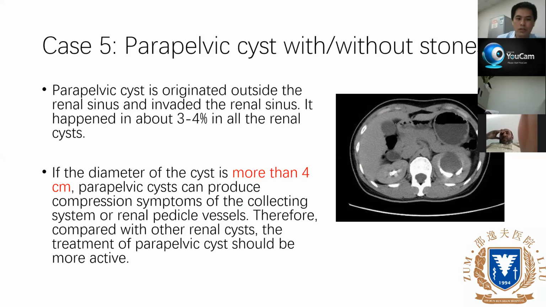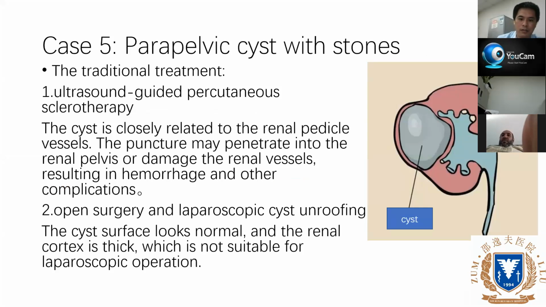The traditional treatment includes ultrasound-guided percutaneous sclerotherapy and open surgery or laparoscopic cyst unroofing. The first way, percutaneous sclerotherapy, is not suitable in this case because the cyst is closely related to the renal pedicle vessels, and the puncture might penetrate into the renal pelvis or damage the renal vessels, resulting in hemorrhage and other complications.